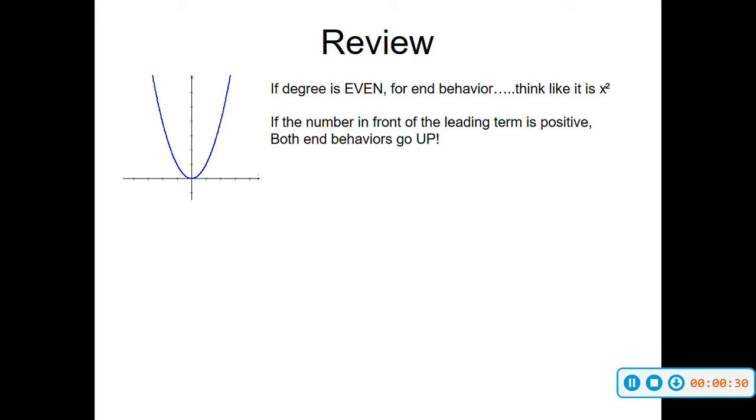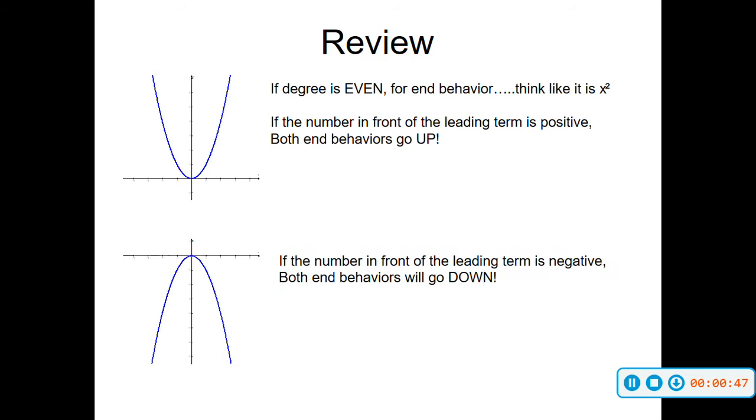But basically, because both ends of this, the left side and the right side, are pointing the same direction, I know this is an even degree function. And then, because the right side is pointing up, I know the leading coefficient is positive. Because both ends are going the same direction, again, this is another even. But because the right side is pointing down, I know the leading coefficient is negative.